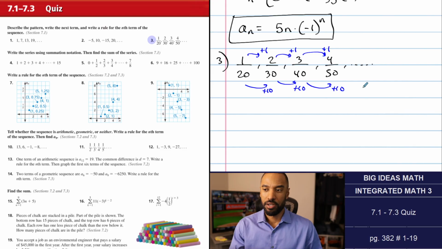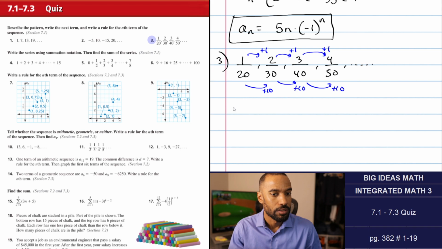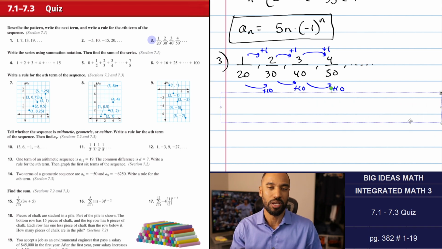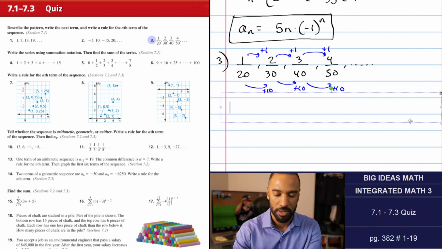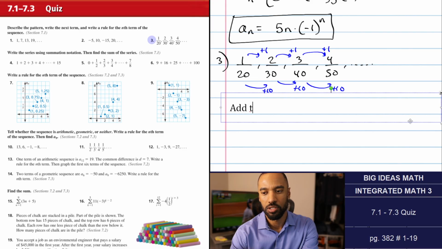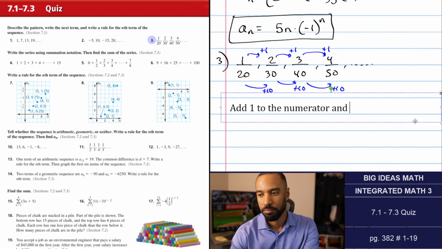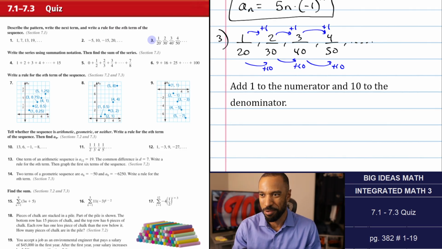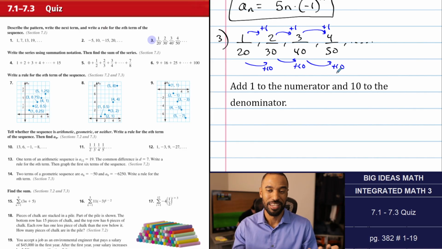So the pattern is clear as day regarding I can predict the next term. Oh, the rule. Okay, we'll talk about the rule in a second. I was going to say the rule is going to be tricky. I was thinking too hard about that. Okay, so add 1 to the numerator and 10 to the denominator. That's clear as day, right? Maybe that's why 7-1 didn't have a lot of arithmetic and geometric like they foretold. They're like, guys, this is why I didn't talk about them. We want to do any sequence of any type.